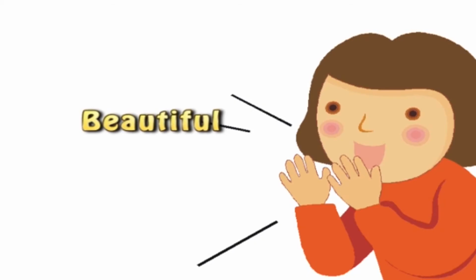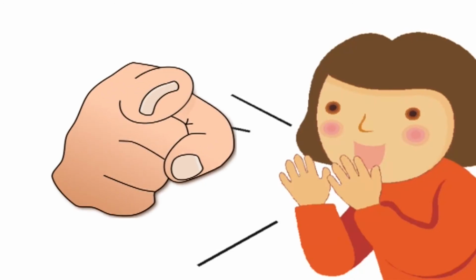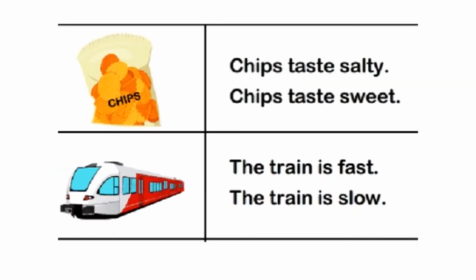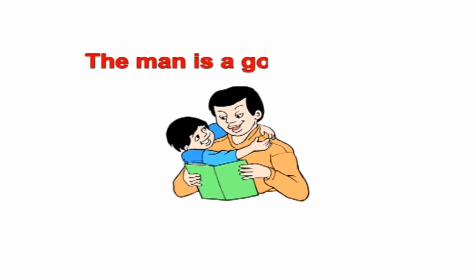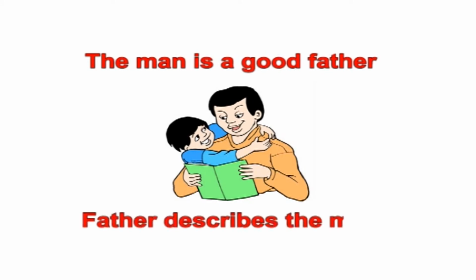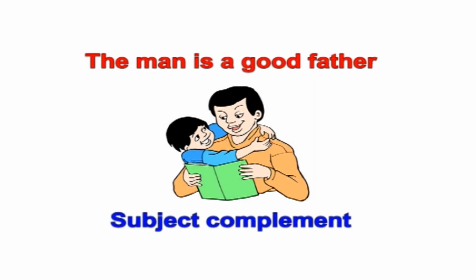When a person tells you that you are beautiful or handsome or tall, he describes you. Similarly, subject complement describes the subject and gives more meaning to a sentence. For example, let us consider this sentence. The man is a good father. Here, the word father describes the man. Hence, that is the subject complement.